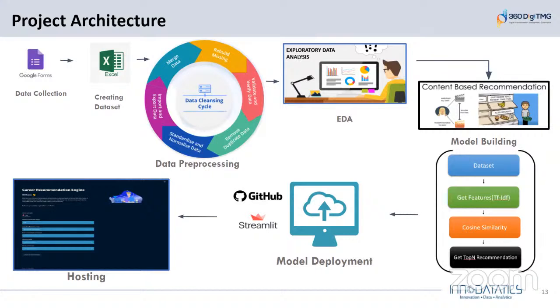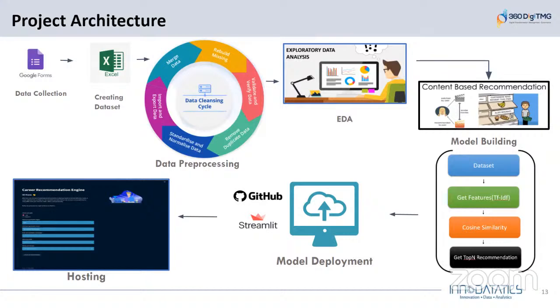Next, data pre-processing. The main goal of data pre-processing is to get accurate data. So we did the required cleaning on the collected data like rebuilding missing values, removing duplicates, and doing standardization and normalization, import and export, and then merging data by validation and verification.